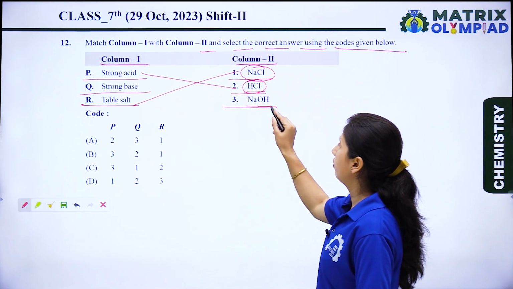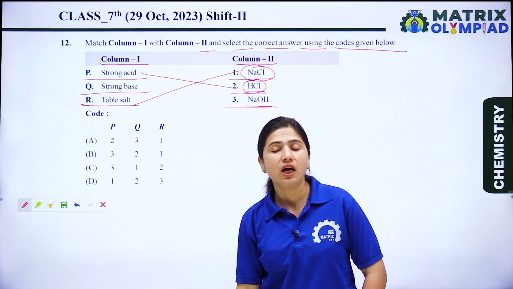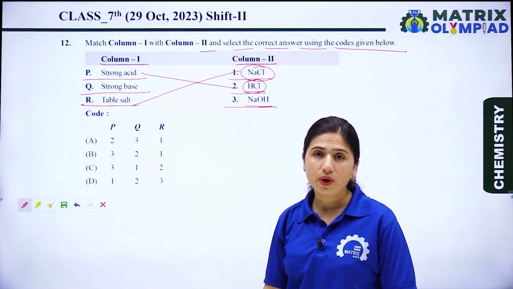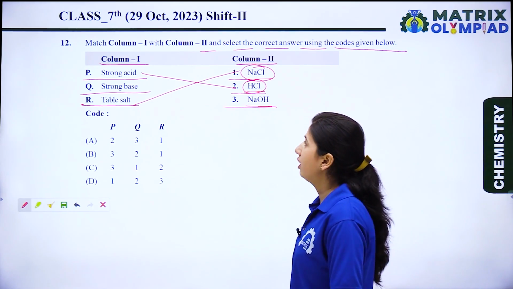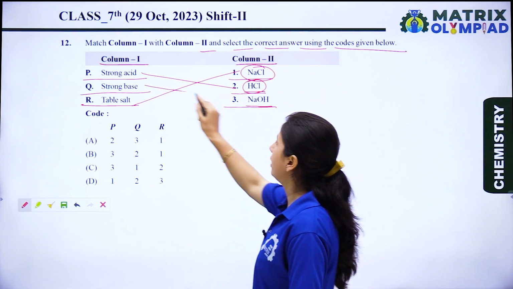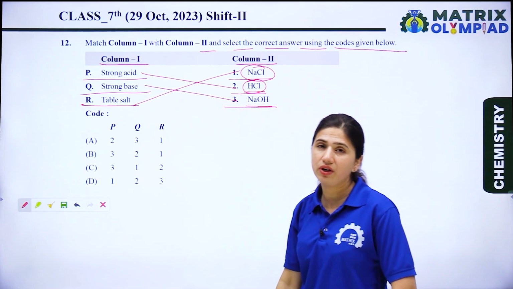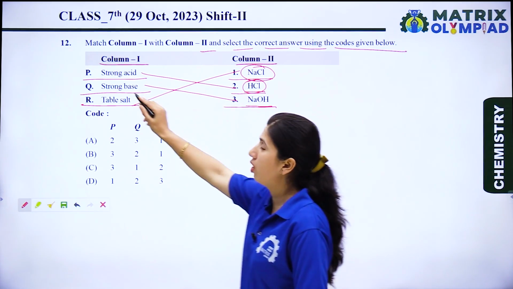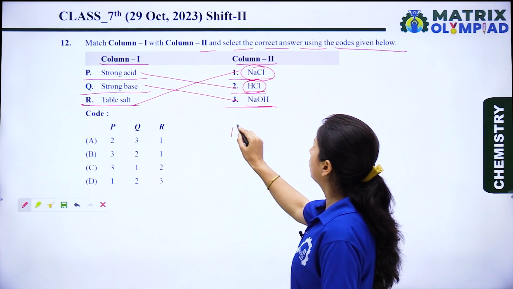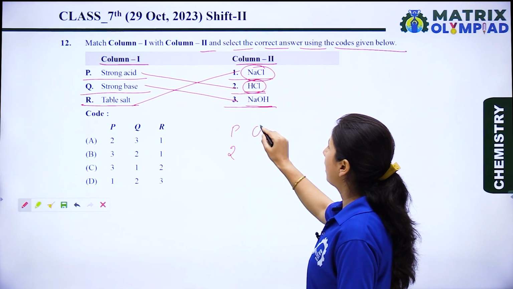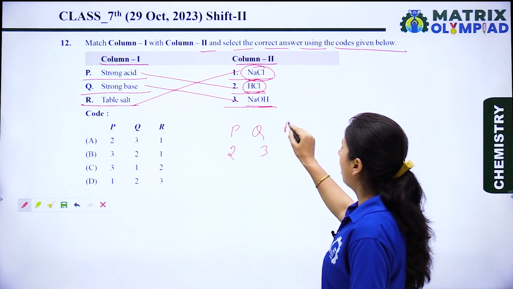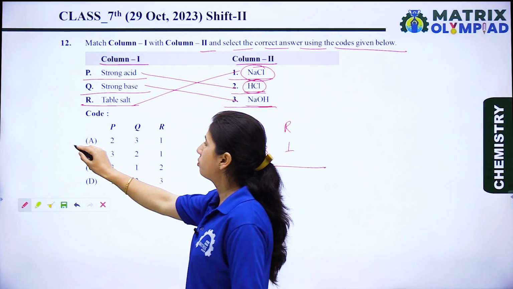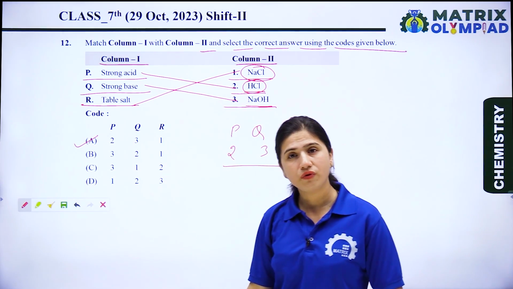Now let's see the NaOH. NaOH is also known as the sodium hydroxide or caustic soda, and it releases OH negative ion. So because of that, it's known as a strong base, and it is completely ionized and releases OH negative ion very frequently. So P goes with second, Q match with third option, and R match with first. So 2, 3, 1 means option A is the right option for this question.